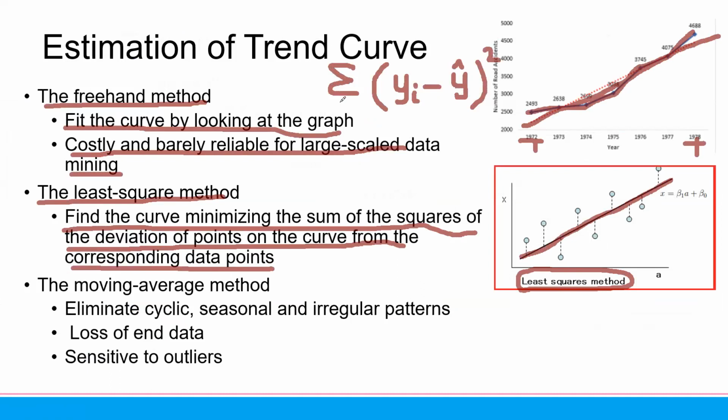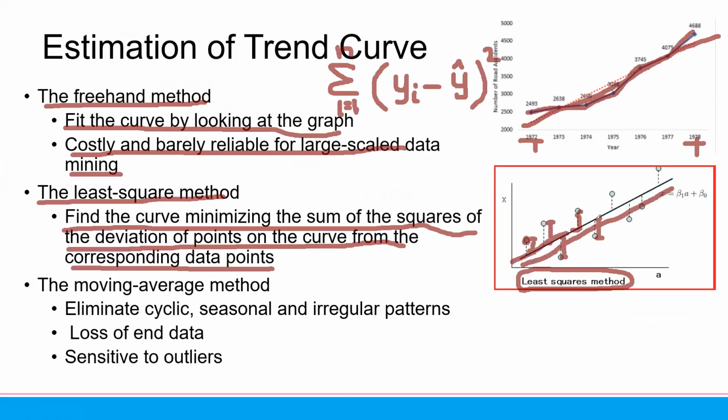The summation is from i equals 1 until the n data. So if you have this one, this is the data. We will check the error. This error, and then we have also another error, and another error, and another error, and so on.